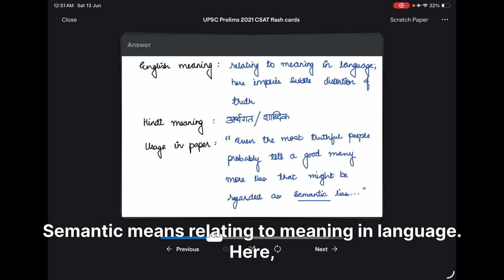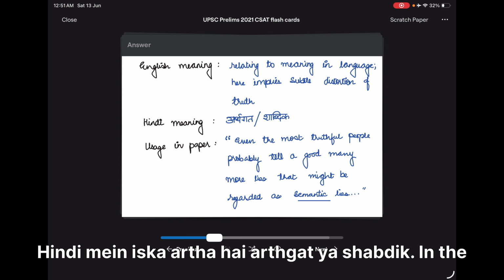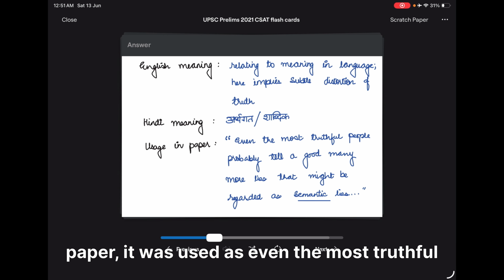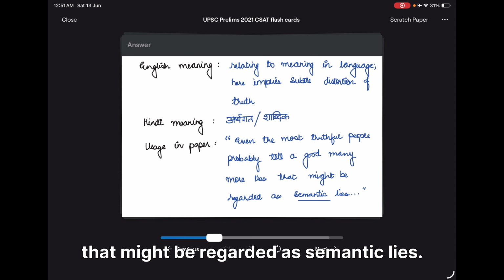Next word is semantic. Semantic means relating to meaning in language. Here it implies subtle distortion of truth. हिंदी में इसका अर्थ है अर्थगत या शाब्दिक. In the paper it was used as even the most truthful people probably tell a good many more lies that might be regarded as semantic lies.